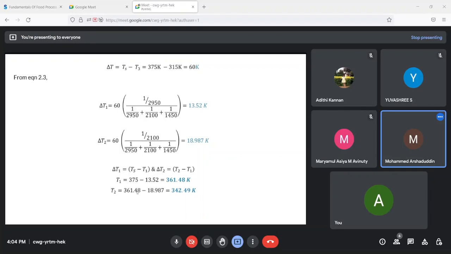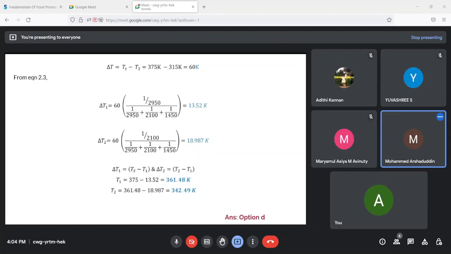And T2 should be T1 minus delta T2. So substituting the T1 value you got here minus 18.987, which is calculated from delta T2, you can calculate T2, which turns out to be 342.49 Kelvin. So as you can see here, your T1 is greater than T2, and T2 is greater than T3. This is because you're maintaining pressure differentially in each of the effects to enable flow from a higher pressure to a lower pressure. So the answer to this question is option D.